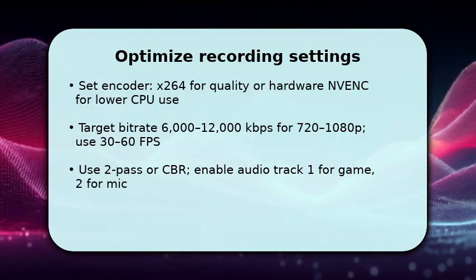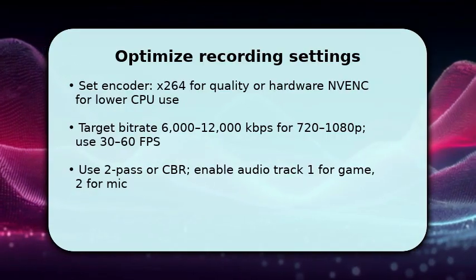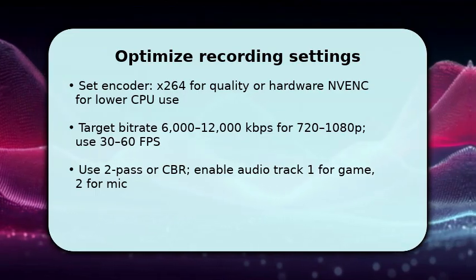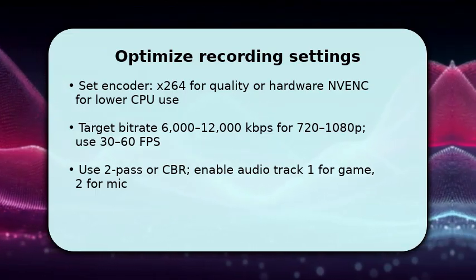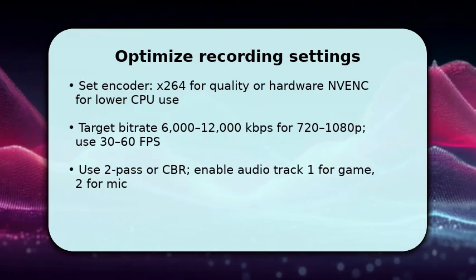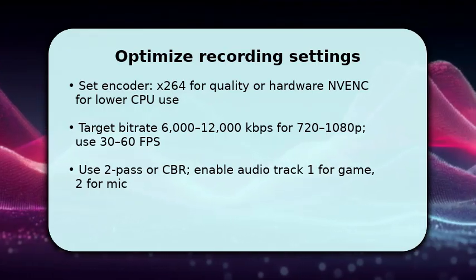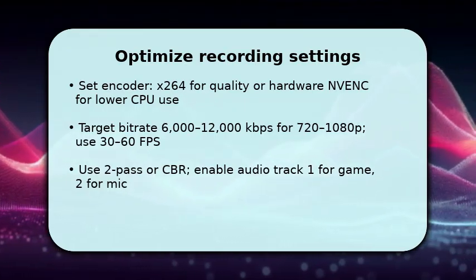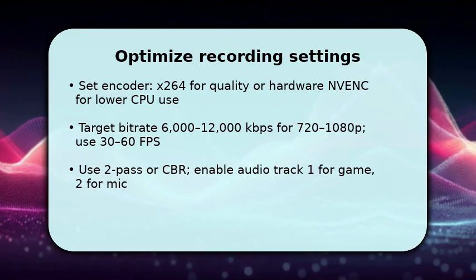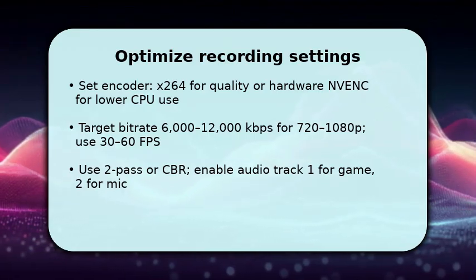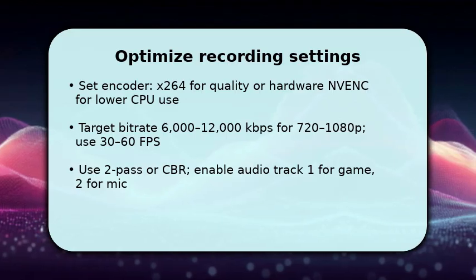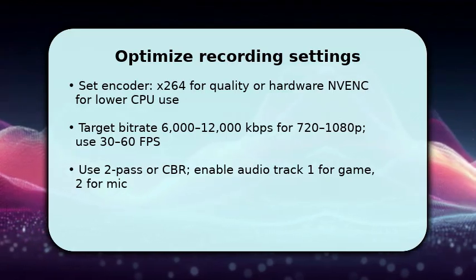You now fine-tune the recorder. Select an encoder, X264 for best quality if CPU permits, or NVENC/QuickSync to offload encoding to GPU and keep FPS stable. Then set bitrate between 6,000 and 12,000 kbps depending on resolution and target quality, and choose 30 or 60 FPS to match your monitor.